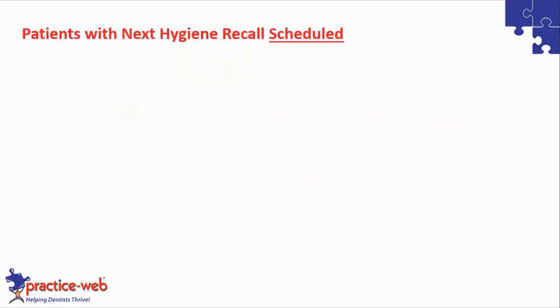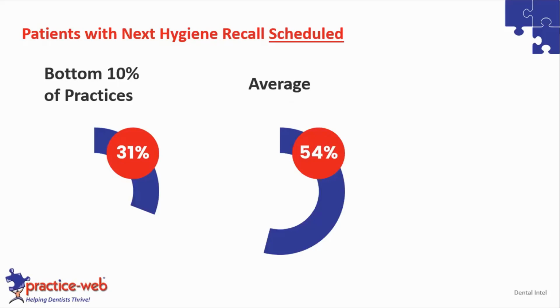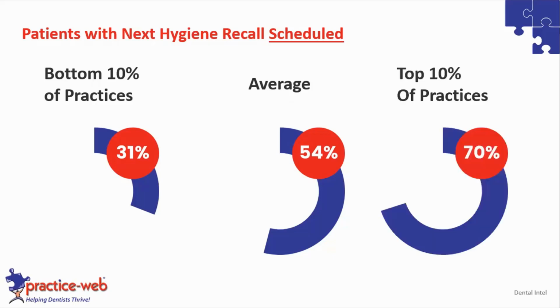So what are the statistics here? What is the percentage of patients with their next hygiene recall scheduled, not just during walkout, but maybe you got them scheduled a little bit after the last recall, right? So for the bottom 10% of practices, your active patients with next hygiene recall scheduled is only 31%. That is horrendous. This is again from that Dental Intel study from last year. And the average is still only 54%. So 46% of your active patients are not scheduled for the next recall. And even the best of the best, there's still a 30% gap.